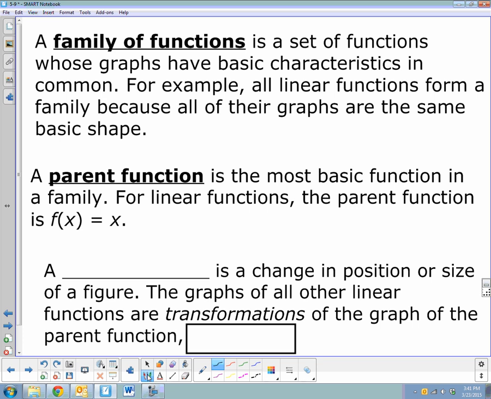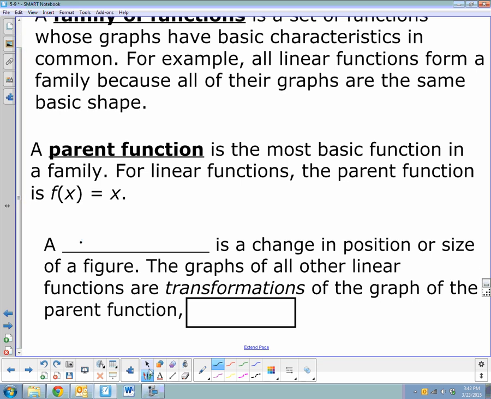It goes through the origin. It has a slope of 1, which is the most basic number that we could have. A slope of 0 and a y-intercept of 0 would really just not be much of anything, and so it doesn't give us much. So f of x equals x is our parent for this.